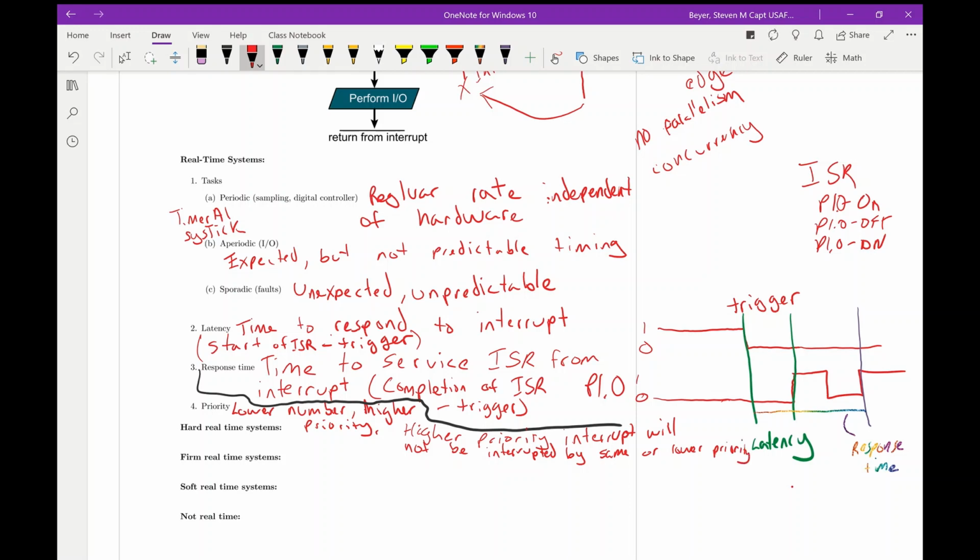Right, so if my ISR has a priority of 2, and we're running through here, and then a priority 1 interrupt occurs, then we're going to trigger. We're going to exit this ISR, complete that other ISR, and then come back to this one. So just remember, the higher priority interrupt is not interrupted by the same or lower priority. And the lower the number, the higher the priority. Those are the two key things you have to remember for your priorities.